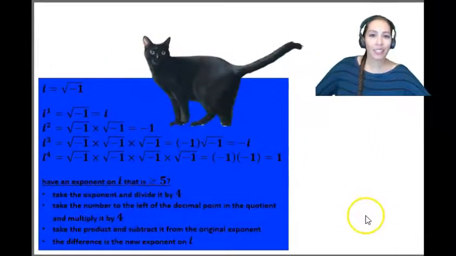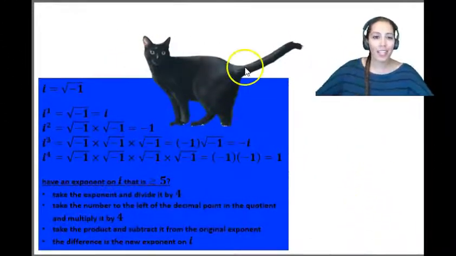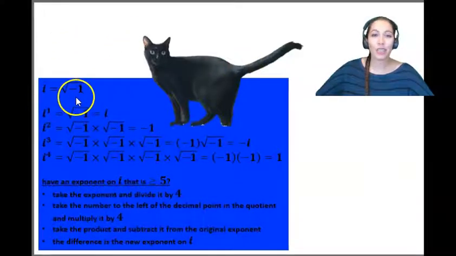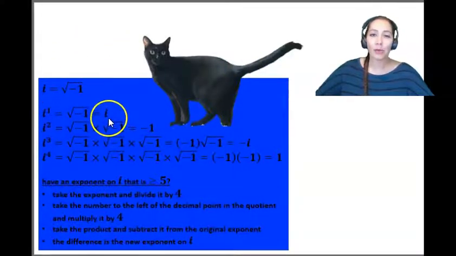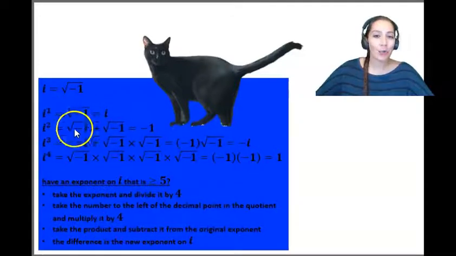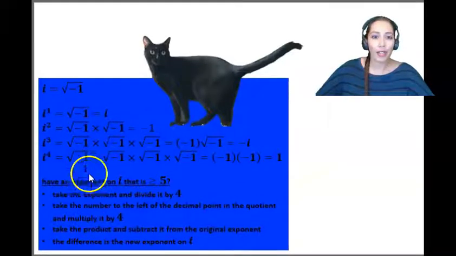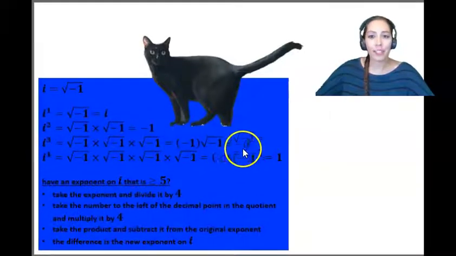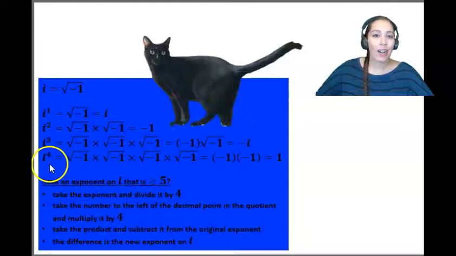Now let's hear Chloe's latest tips and tricks. She wants you to know that i is equal to the square root of negative 1. When you have i to the first power, it's equal to i. When you have i squared, it's equal to negative 1. When you have i cubed, it's equal to negative i. And when you have i to the fourth power, it's equal to 1.